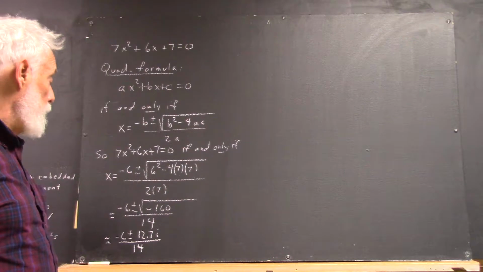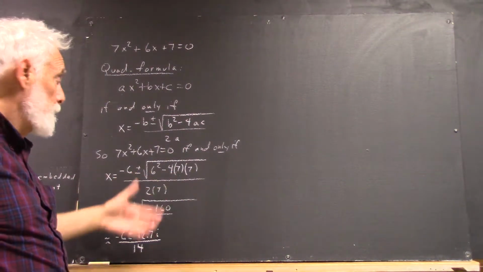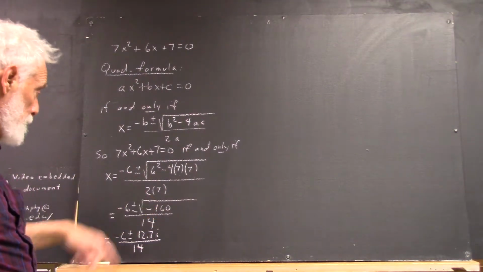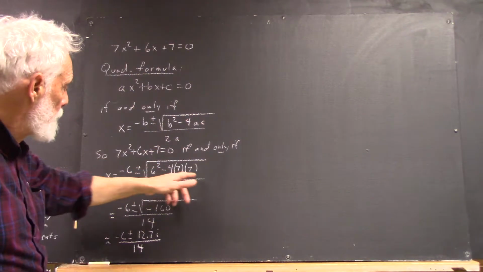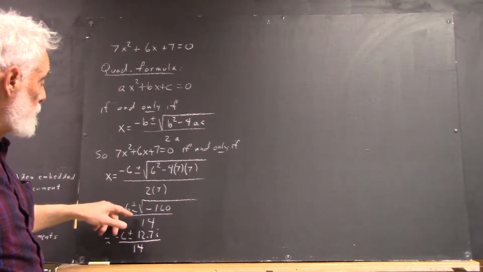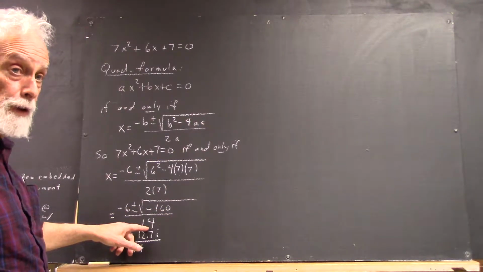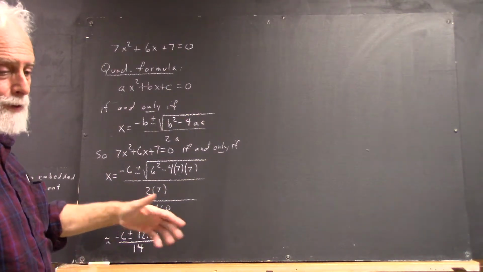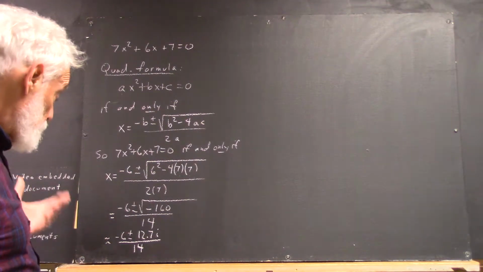So we have 36 minus 196, and that's pretty easy. That's 160, but it's of course negative 160, and that gives us a little bit of a complication here. But when we simplify the expression here, and 2 times 7 of course is 14, we end up with negative 6 plus or minus the square root of negative 160 divided by 14. Now there are things we can do with 160. It's actually 16 times 10, and we could break it out like that, but we're not going to worry about that right now. We'll worry about it later.